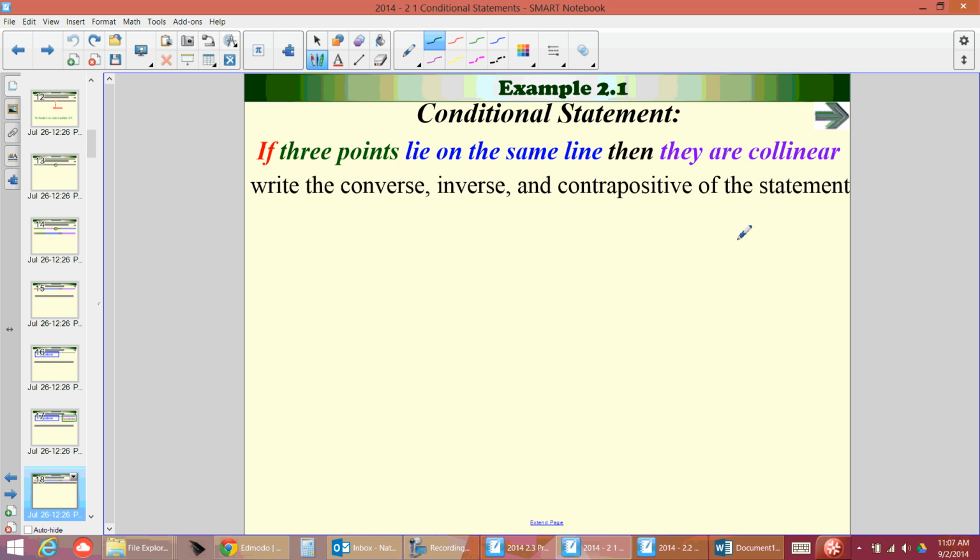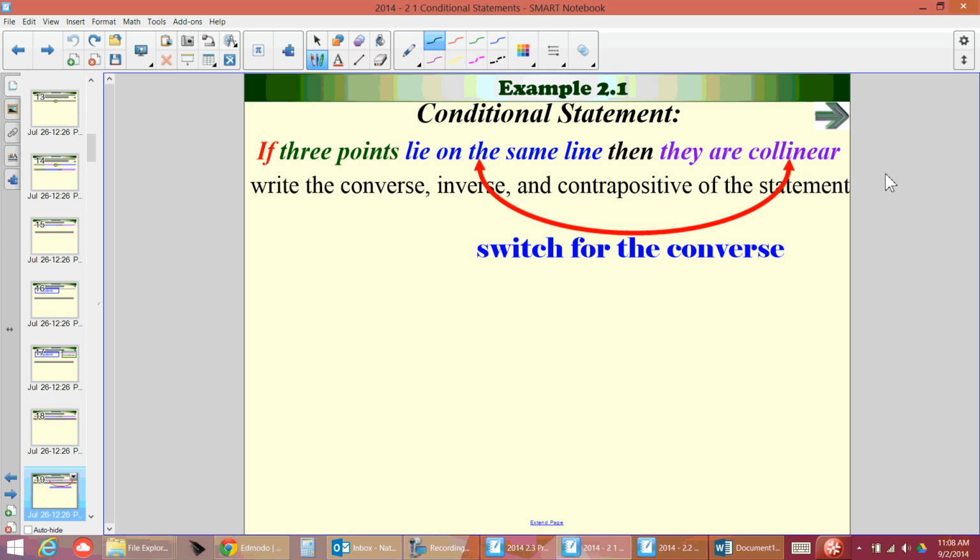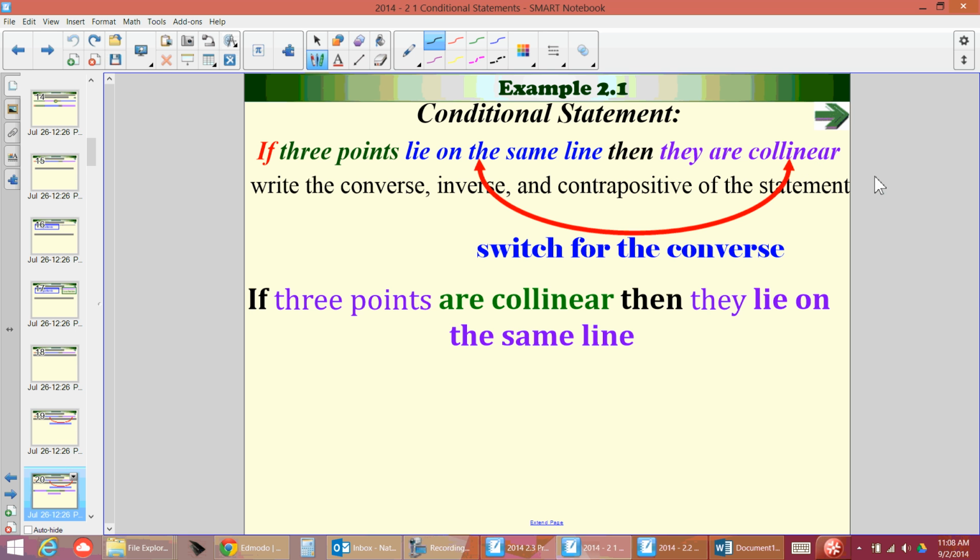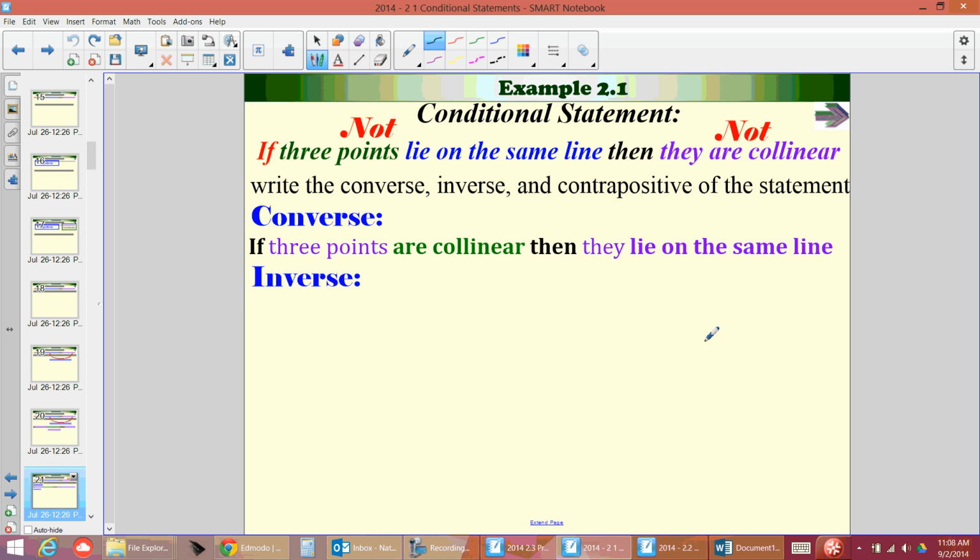Next one is to write the converse, inverse, and contrapositive. Converse: take both your hands, hold them up by your head, and you switch their positions. So you cross your arms. That means switch. So I take both the statements, the blue and the purple, and I switch their places. If 3 points are collinear, then they lie on the same line. That's your converse.